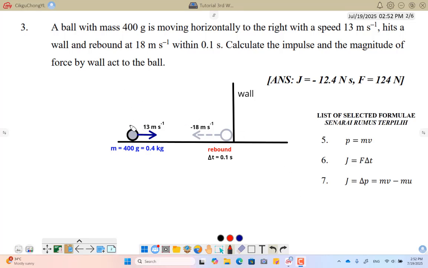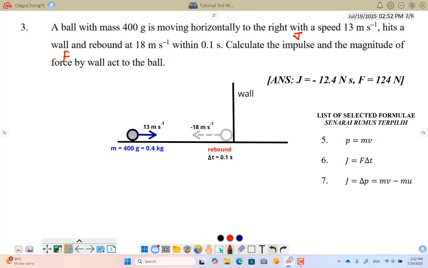So we have a ball of mass 400 gram moving horizontally to the right with a speed of 13 meter per second. It hit the wall and rebound at a speed of 18 meter per second within 0.1 second. We want to calculate the impulse and the magnitude of the force by the wall acting on the ball.